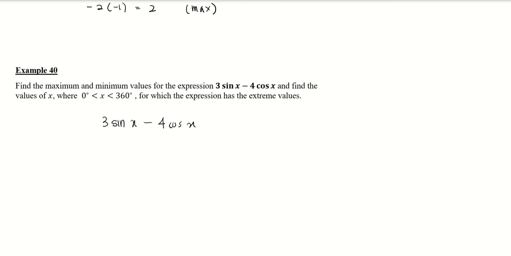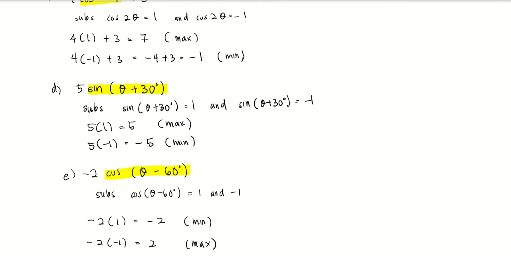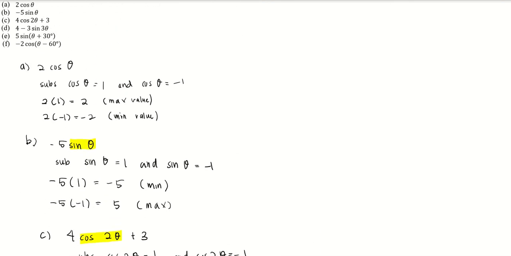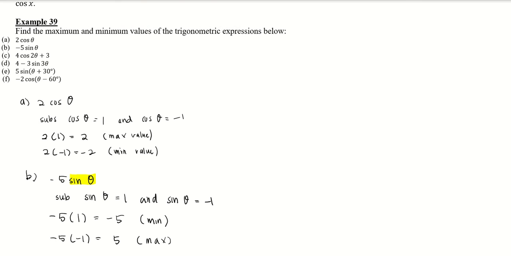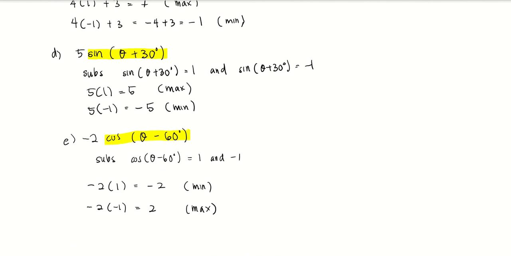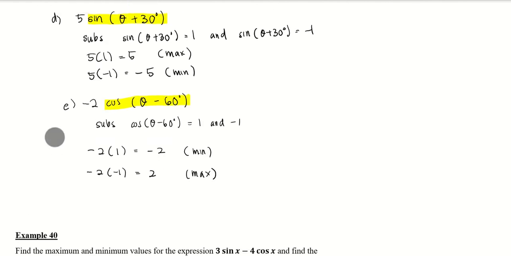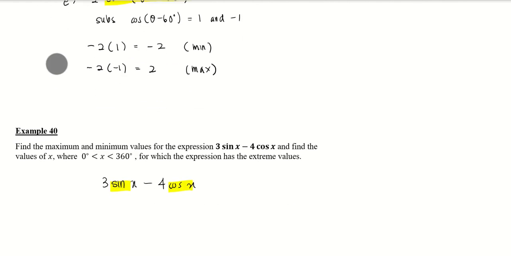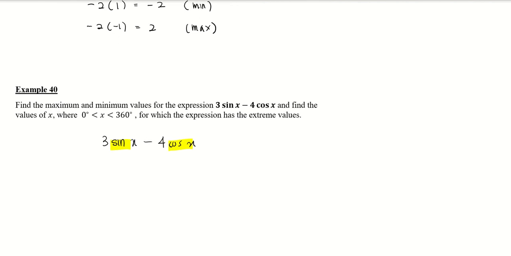Why? Because here we have both. Okay, this is mixed, it has sin and cos at the same time. Okay, different from the previous examples, where it was only one. Okay, only one. Only cos, only sin, only cos 2 theta, only cos theta plus 30 degree, only cos theta minus 60. Okay, only one. Okay, but in example 40, we have two, which is sin and cos.